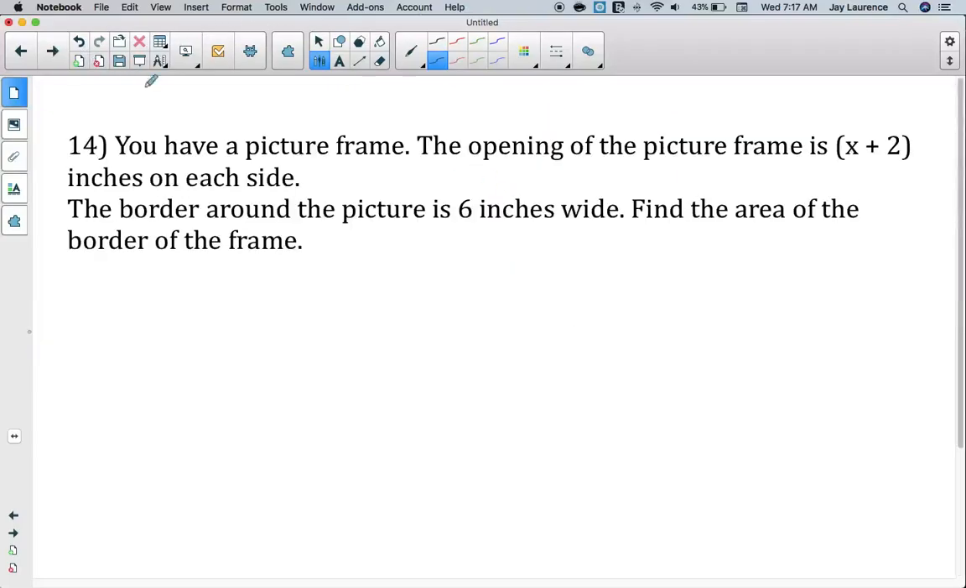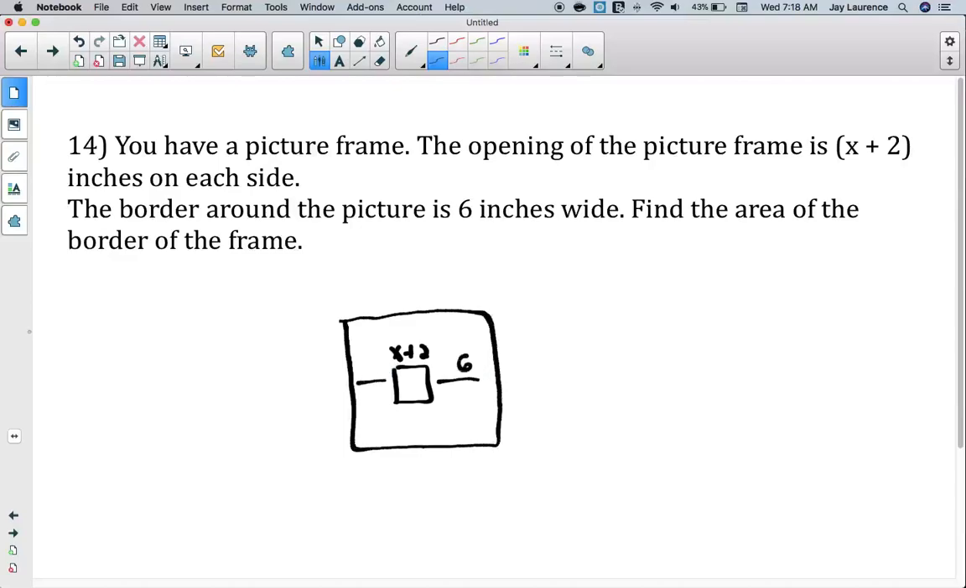Okay. Problem 14 is sitting right here. Very similar problem. Let's see if you can go ahead and do it. Okay, here comes my solution. Again, I'm going to draw a picture. And I know that's x plus 2. And there's a frame going around. And I know that this is 6 and this is 6.